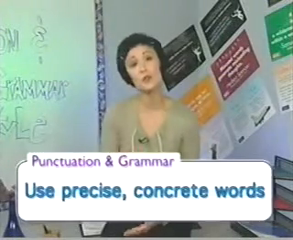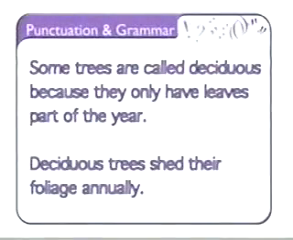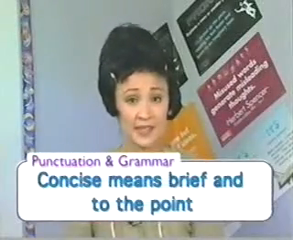You will find writing effective sentences easier if you start with precise, concrete words. Compare these examples. Some trees are called deciduous because they only have leaves part of the year. Deciduous trees shed their foliage annually. What do you think? Right, the second one sounds better. If you count the words, you'll find the first sentence has 8 more words than the second, and yet it isn't as interesting. More words don't make better sentences. In fact, concise sentences are more effective.